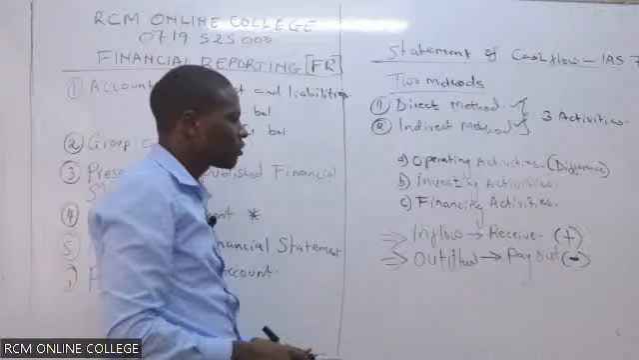So for the indirect method format, of course, you shall be having two columns.